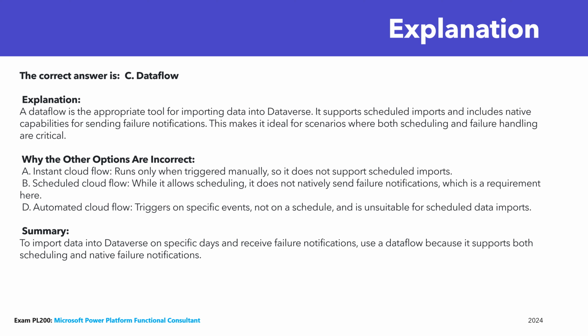Why the other options are incorrect. A. Instant cloud flow runs only when triggered manually, so it does not support scheduled imports. B. Scheduled cloud flow, while it allows scheduling, does not natively send failure notifications, which is a requirement here. D. Automated cloud flow triggers on specific events, not on a schedule, and is unsuitable for scheduled data imports.